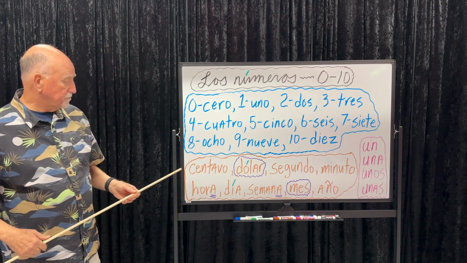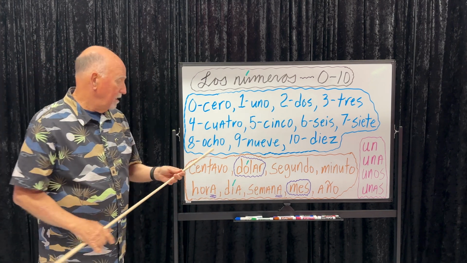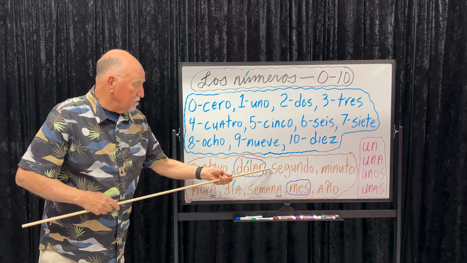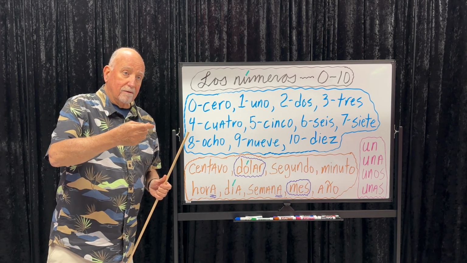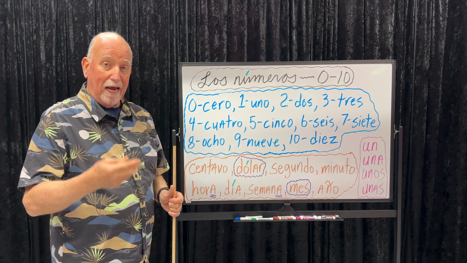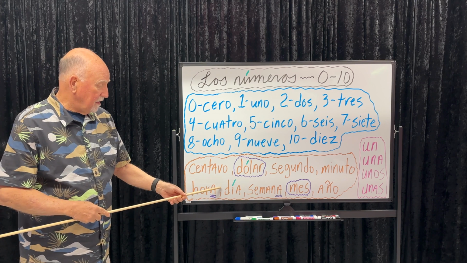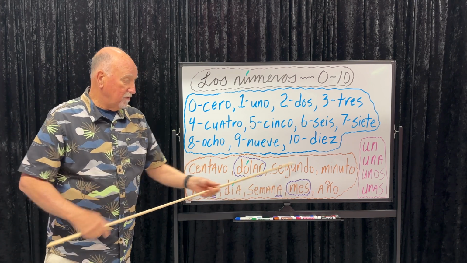All right, so un centavo means 1 cent or a cent. Un dólar means $1 or a dollar. Un segundo, a second or 1 second. Un minuto, 1 minute or a minute. Una semana, 1 week. Una hora, 1 hour. Un día, 1 day. Un mes, 1 month. And un año is 1 year.